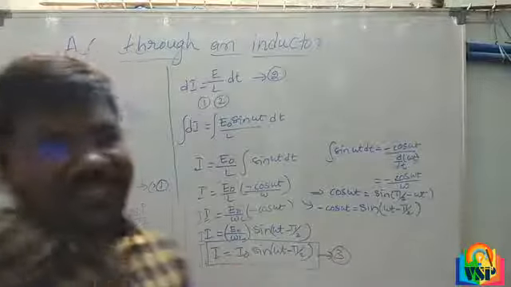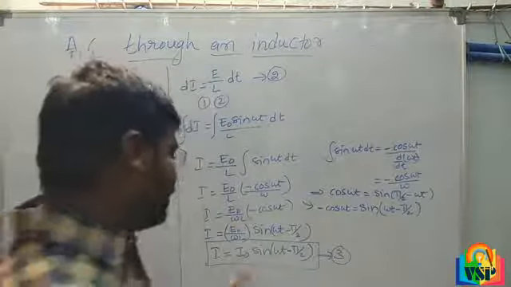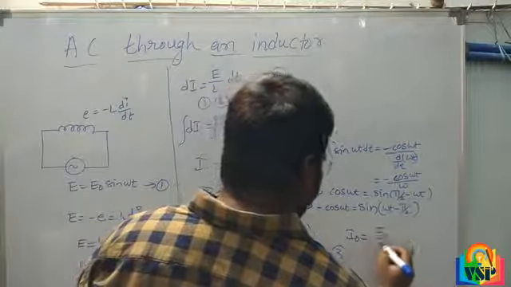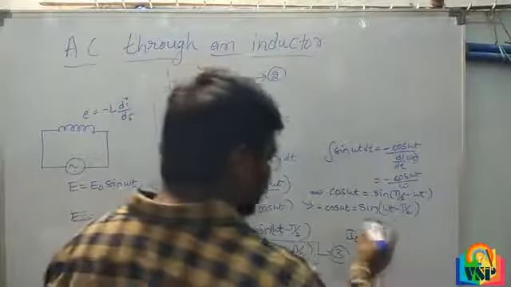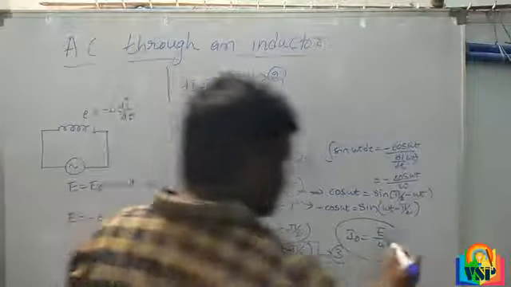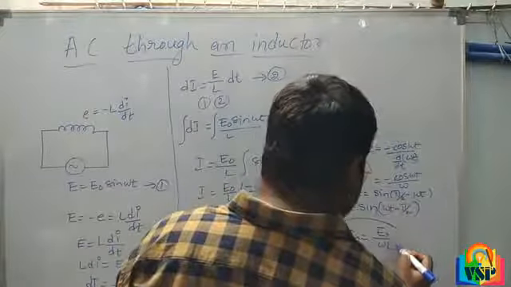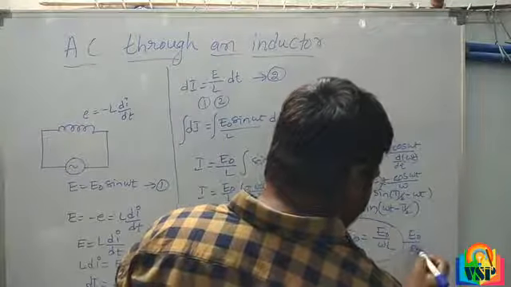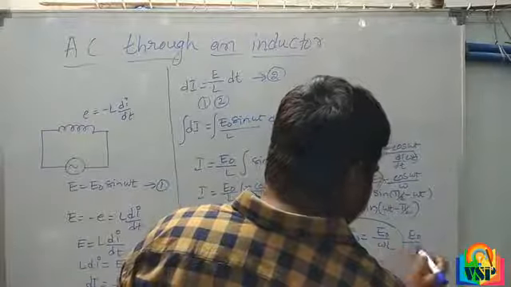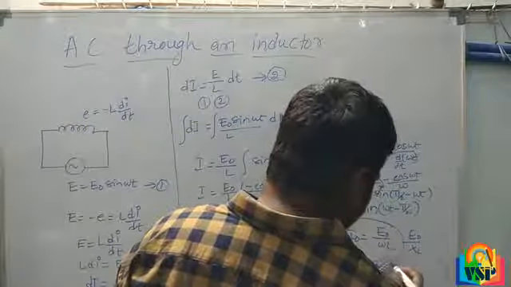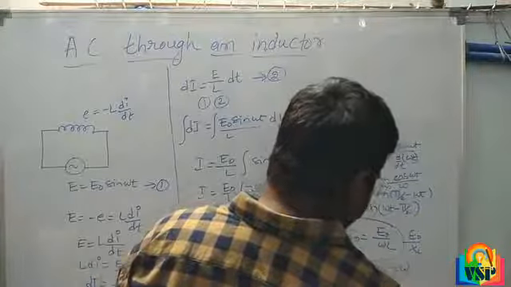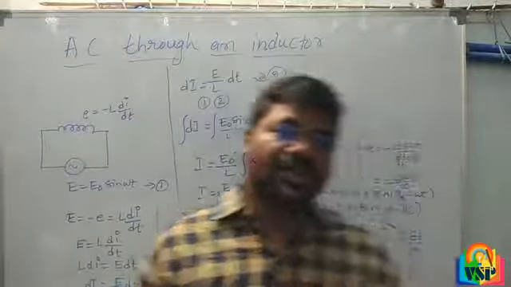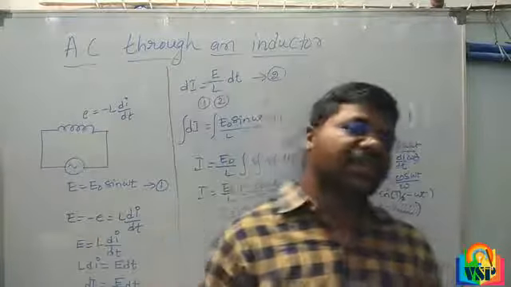This indicates current. Here I naught is equal to E naught by omega L. Understand? Like E naught by R, here this omega L indicates X suffix L, the inductive reactance. I will explain it after one minute. We can understand from equations 1 and 3.